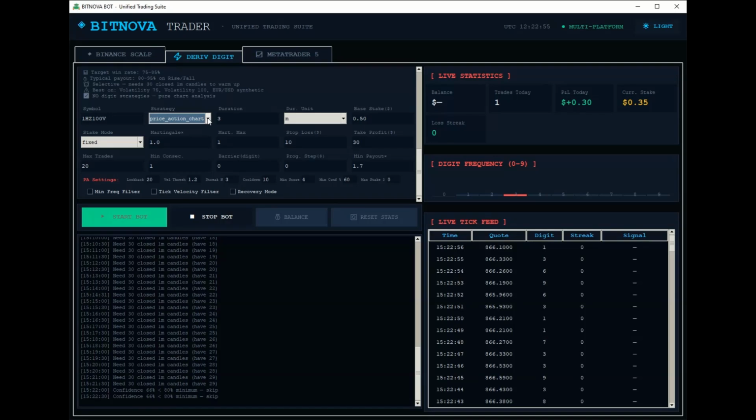Recovery mode. After a losing streak, the bot doesn't just keep firing at the same threshold. It raises the bar, requiring a much higher confidence score before it will take another trade, until performance stabilizes.